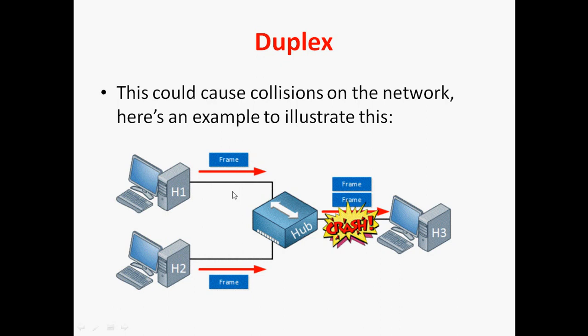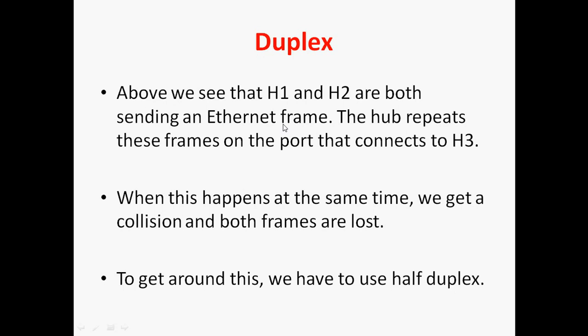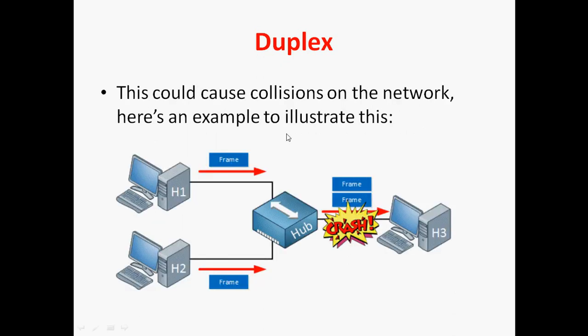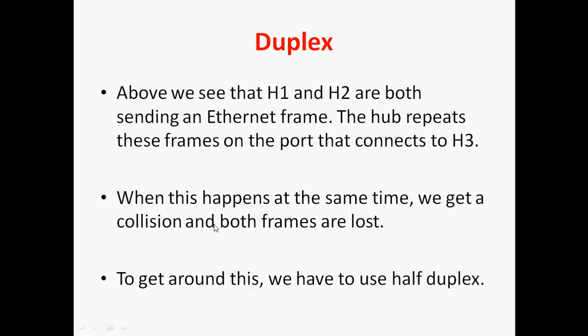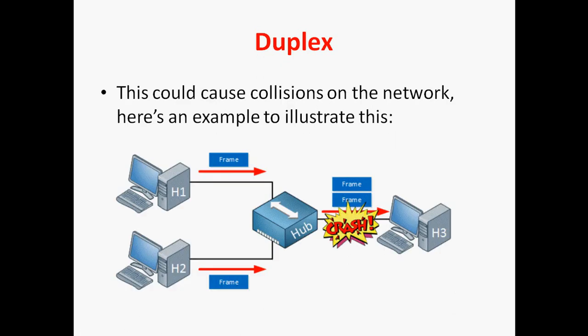As an example to illustrate, above we can see that H1 and H2 are both sending an Ethernet frame. The hub repeats these frames on the port that connects to H3, which is host 3. When this happens at the same time, we get a collision and both frames are lost. H1 sends a frame and H2 also sends a frame to the hub, the hub forwards both frames to H3, so the collision occurs. Here we can see the crash.